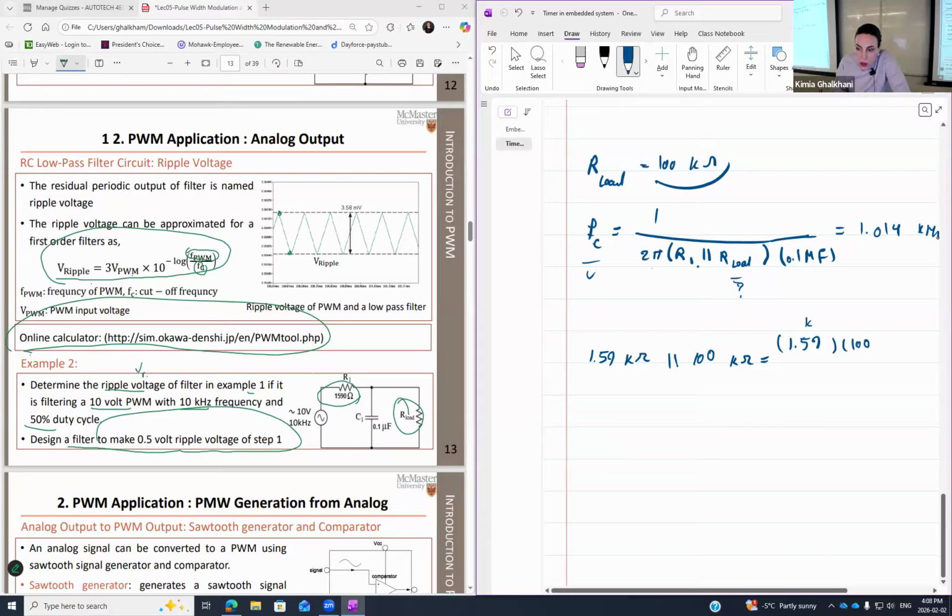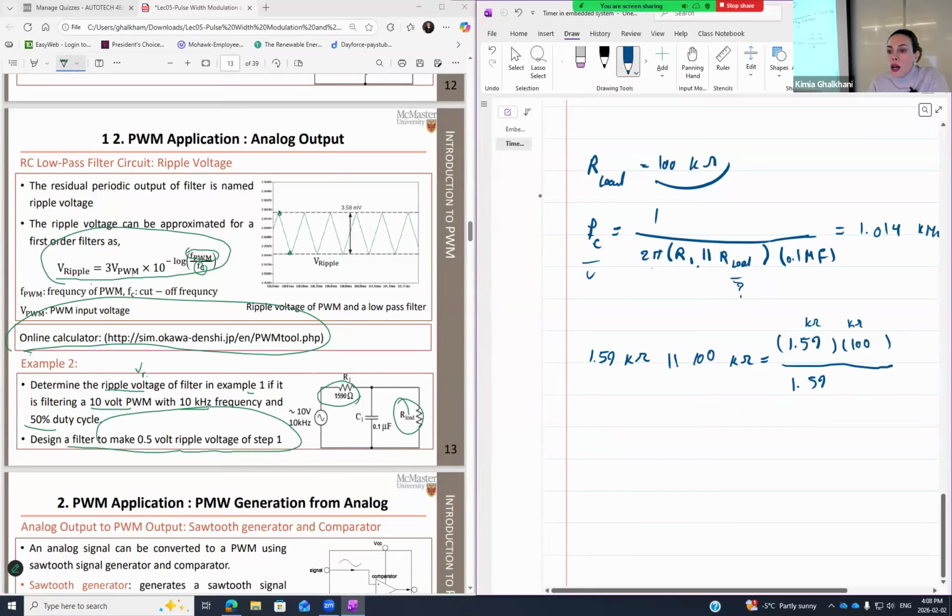Both of them are kilo ohm. This is kilo ohm. This is also kilo ohm. The unit should be the same to avoid any miscalculation. Then remember, when we have two resistors in parallel, it should be the product of them over the summation of them. Can you remember that from basic electronics?